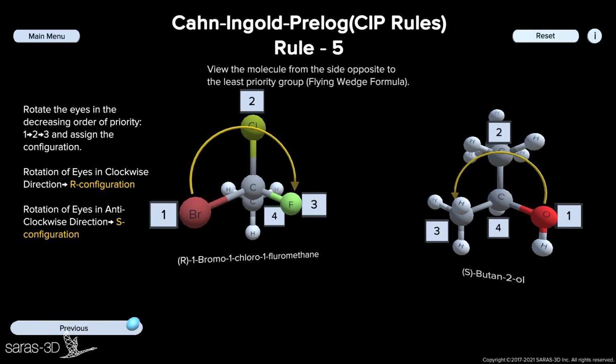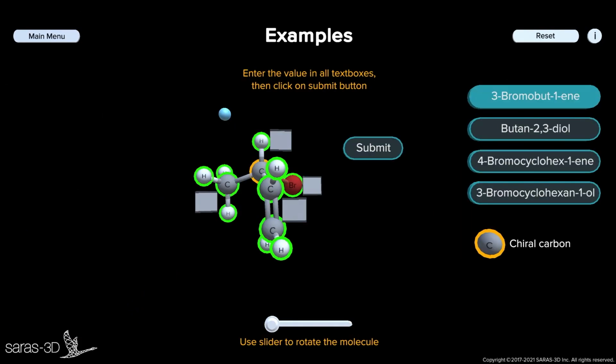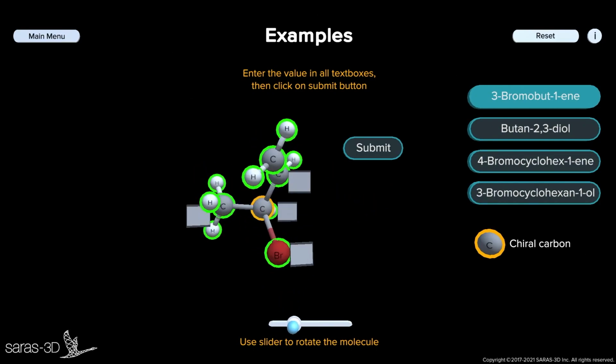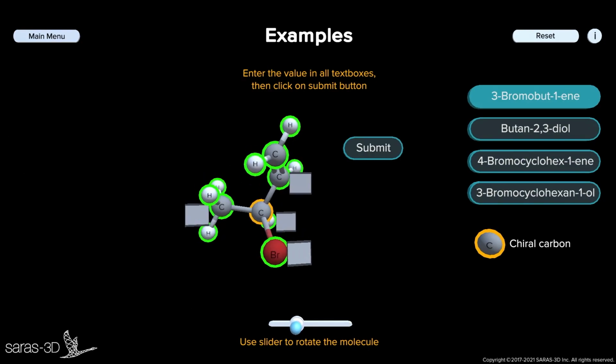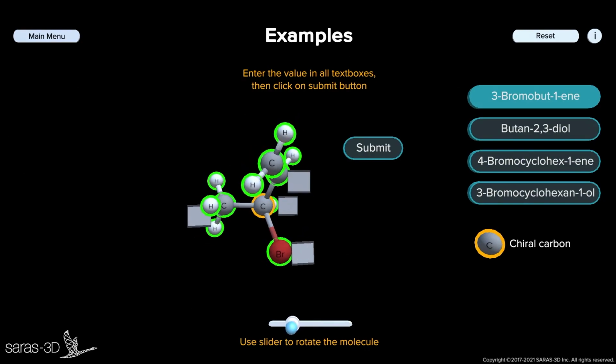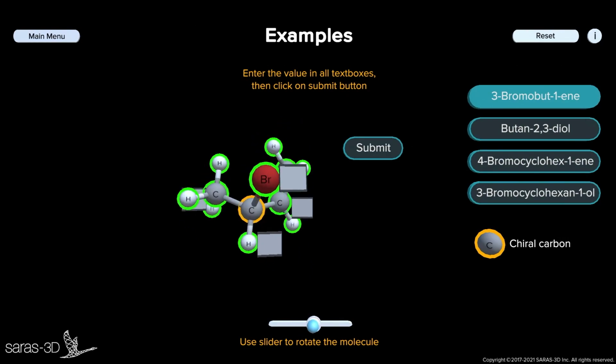Now let's understand with examples. So here we have a molecule which is 2-bromobutene. If we rotate the molecule, we can see the chiral carbon is bonded to four different groups, that is bromine, methyl, vinyl and hydrogen. So first we will bifurcate the four different groups. We have the bromine, we have methyl, we have vinyl and we have the hydrogen.